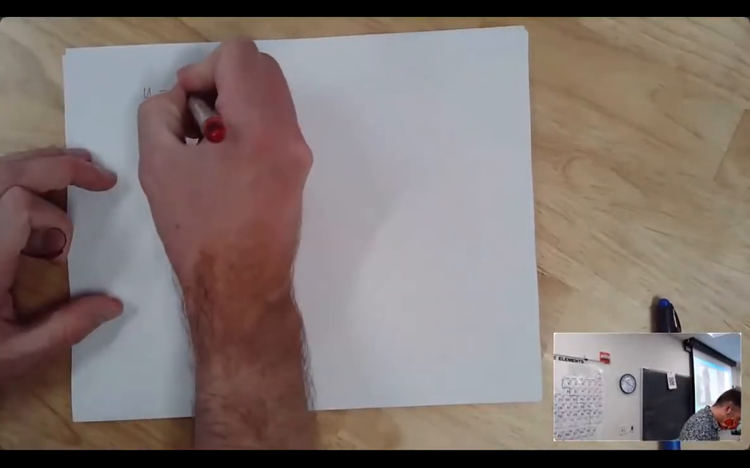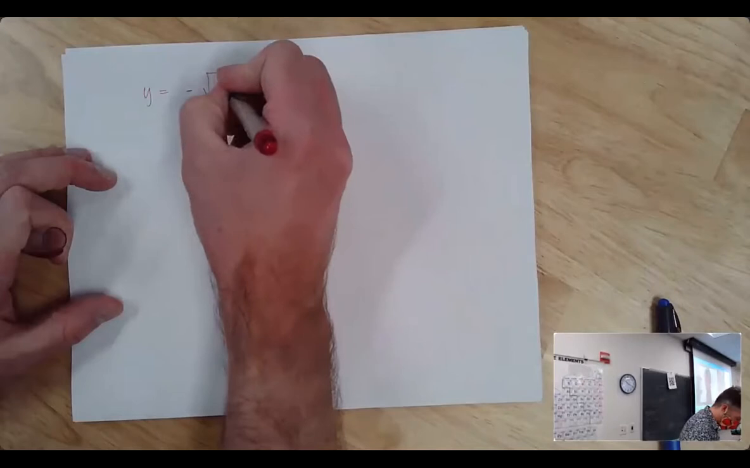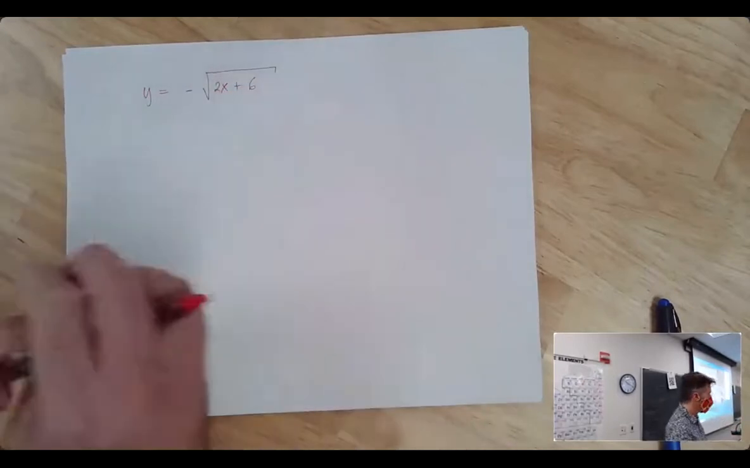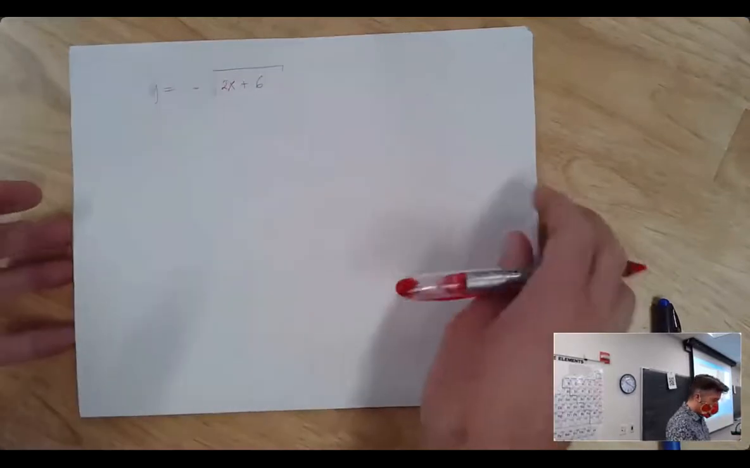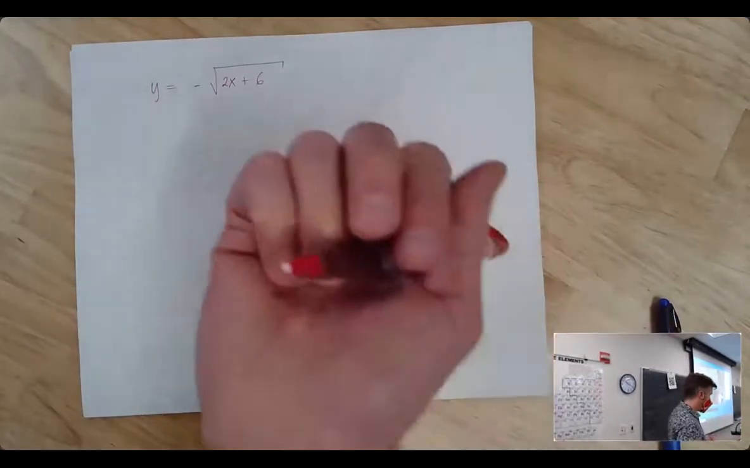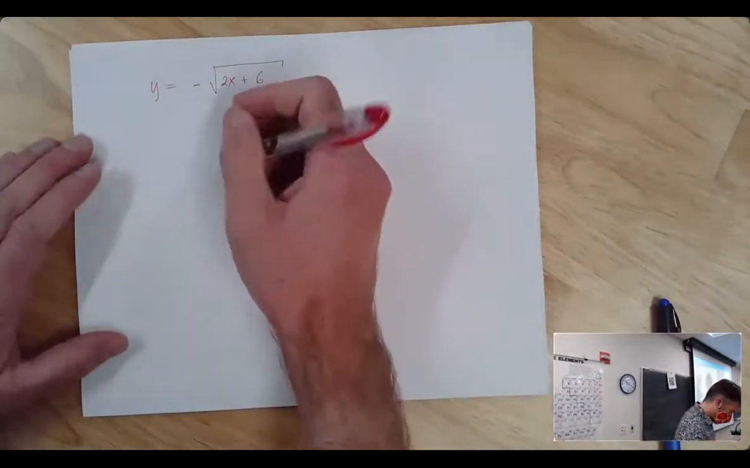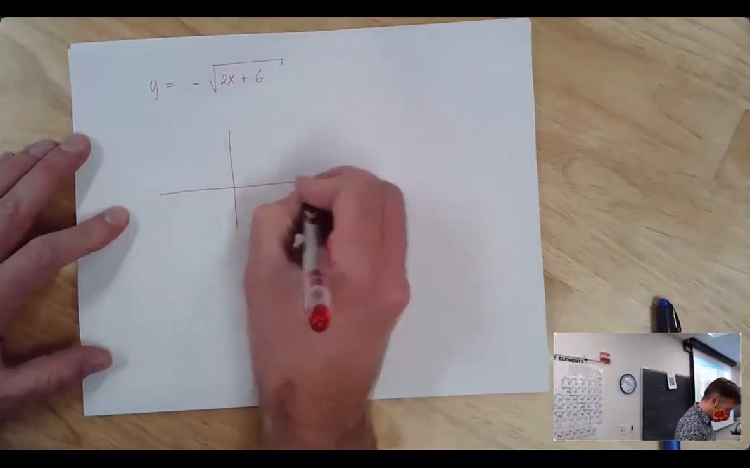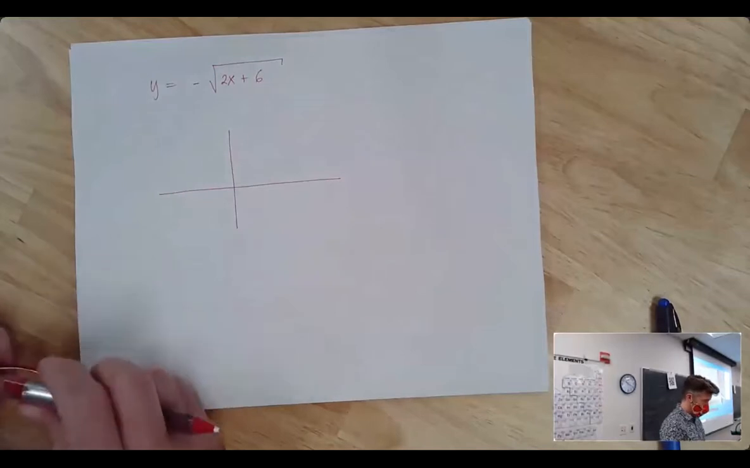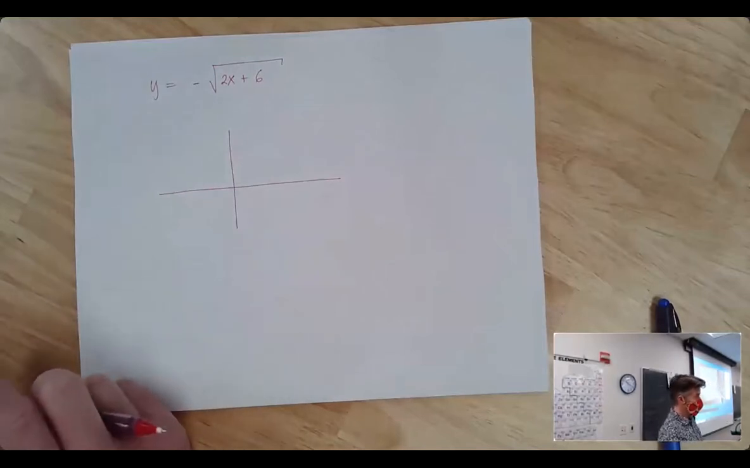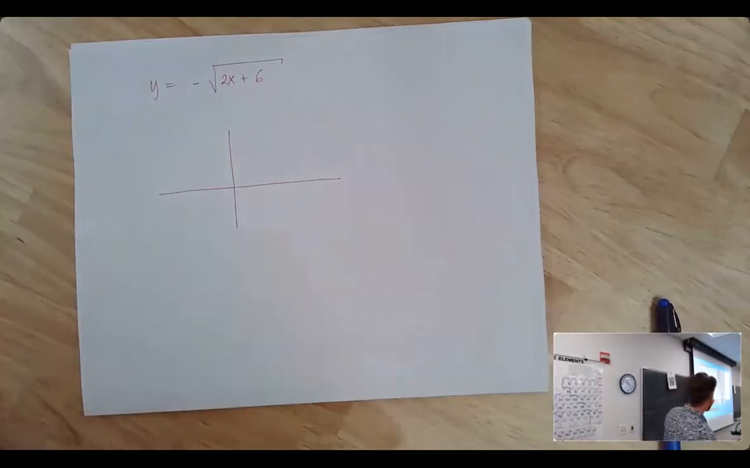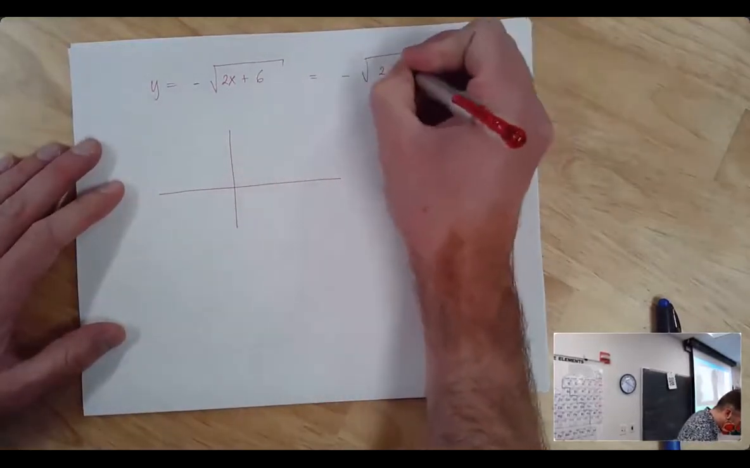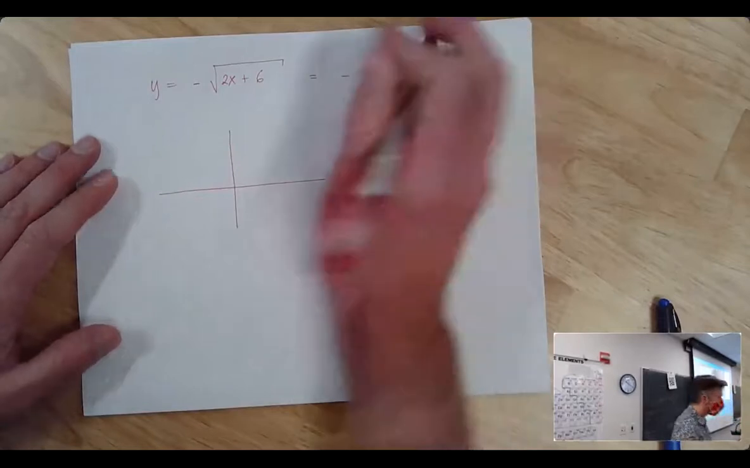So if you were graphing something like y equal to the negative square root of 2x plus 6, usually you want to work from the inside out. So how much are we going to shift to the left? I will warn you, it's a trick question. 3, exactly. Because it's really negative square root of 2 times x plus 3.